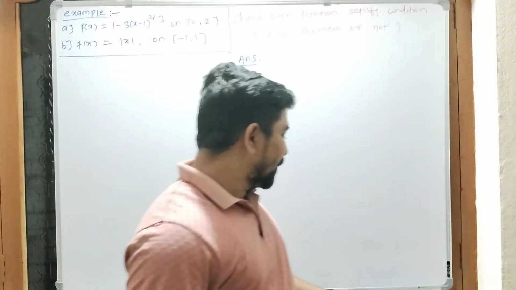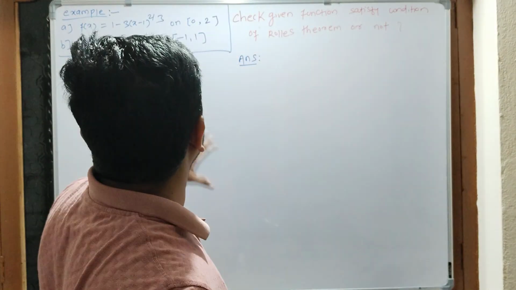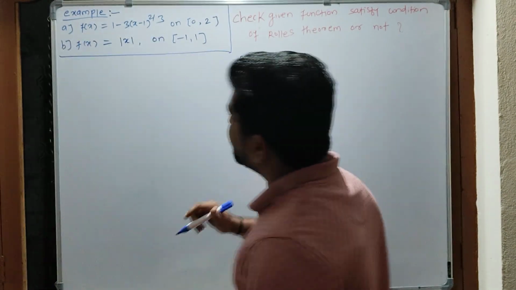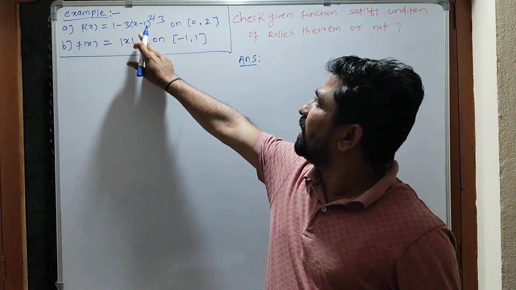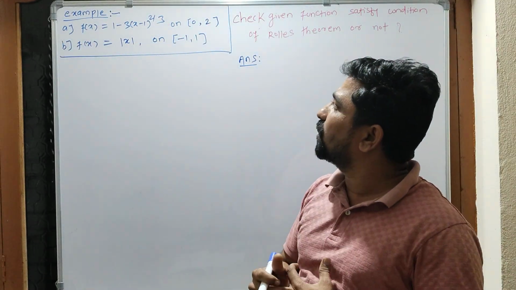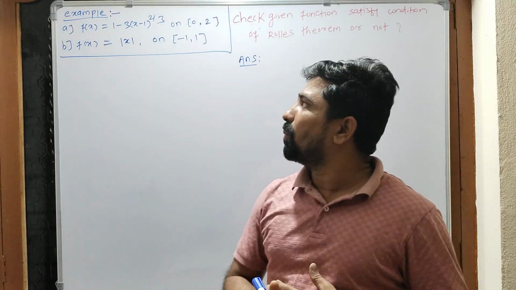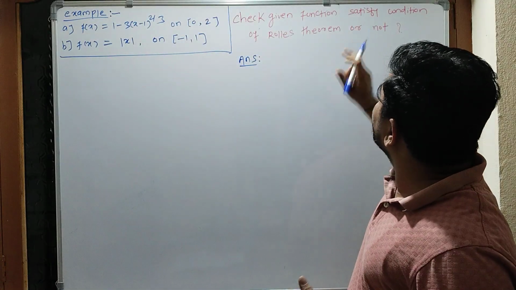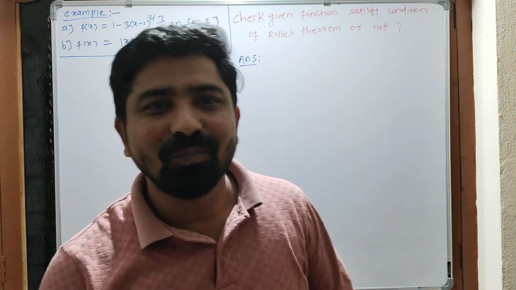Hi friends, in this video we are going to solve this example. f(x) = 1 - 3(x - 1)^(2/3) on the closed interval 0 to 2, and f(x) = |x|. Check whether the given functions satisfy the conditions of Rolle's theorem or not.